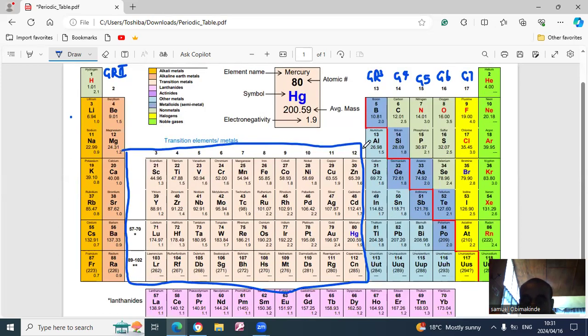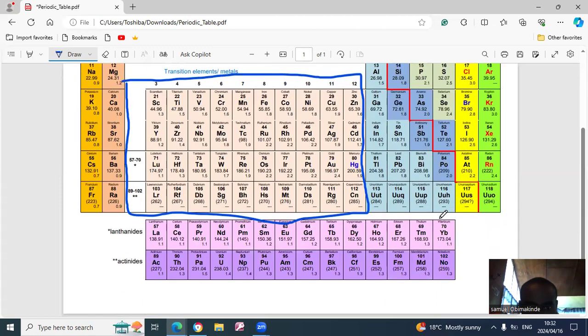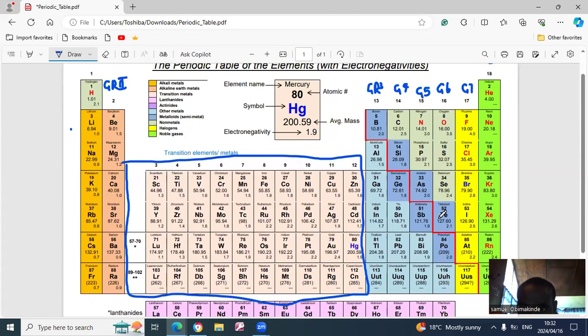Now, after the transition elements, we see here that we have this, right? The elements in this diagonal block are metalloids. They are semi-metals, right? The elements here are semi-metals. They are metalloids. So it means that they can behave both as metals and non-metals. Let me look at it properly, so I don't confuse you guys.